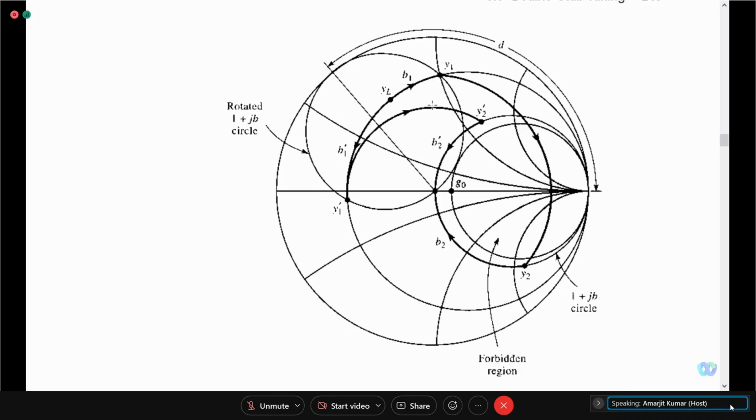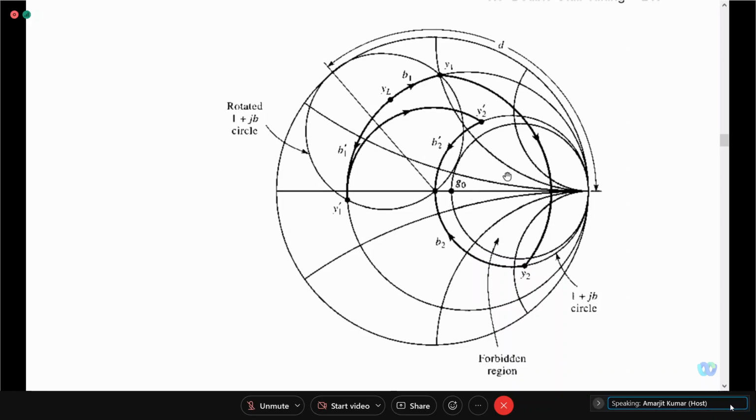Because if we are in this region, it is not shaded in the soft copy, but in the hard copy of the book it is shaded. So suppose this G0 region is shaded. If I can shade it, then I can. This region I am talking about is the indicated conductance G0.